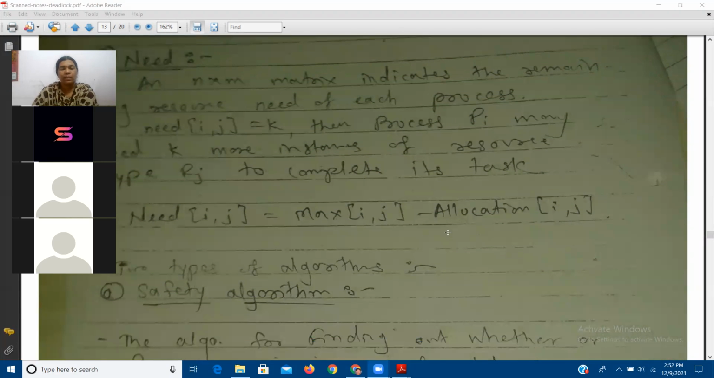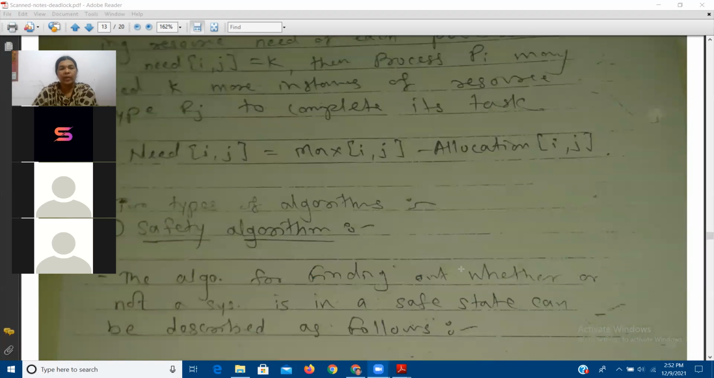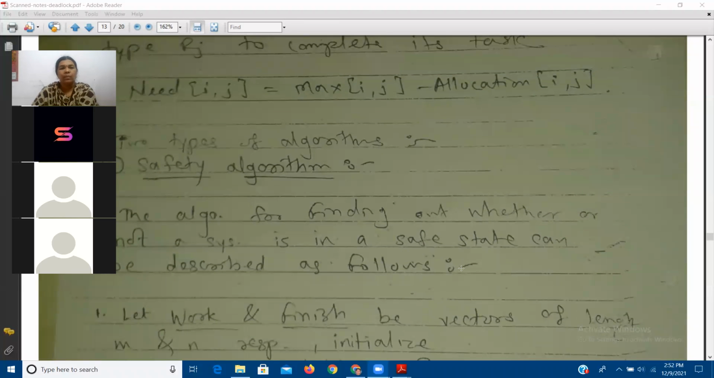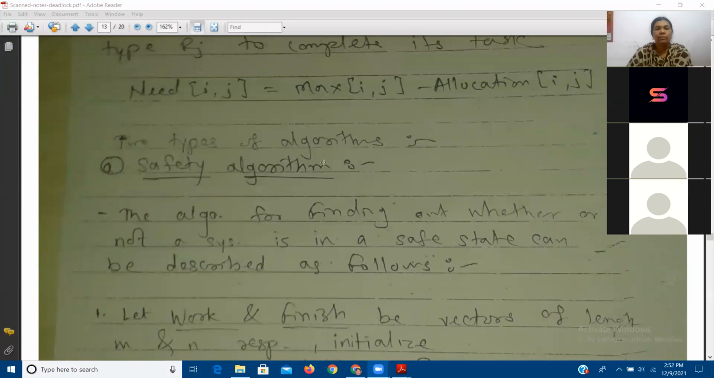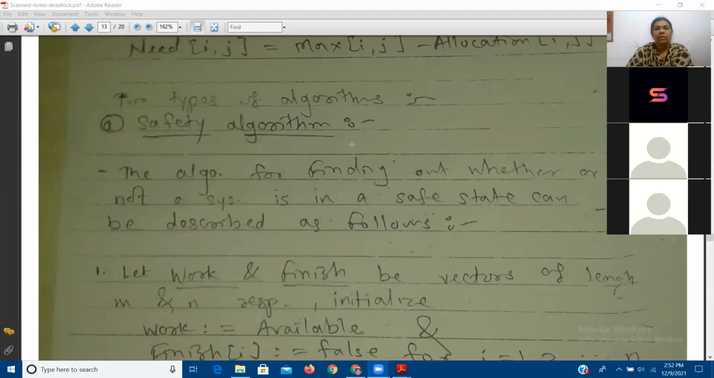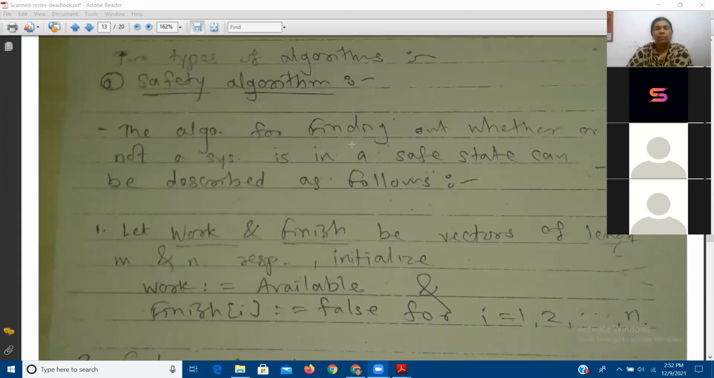Again, under Banker's algorithm we are discussing two algorithms. The first one is the safety algorithm. So right now we are discussing the safety algorithm. Write down the safety algorithm. This safety algorithm is used to calculate the safe state. And how do we calculate the safe state? By calculating the safe sequence.